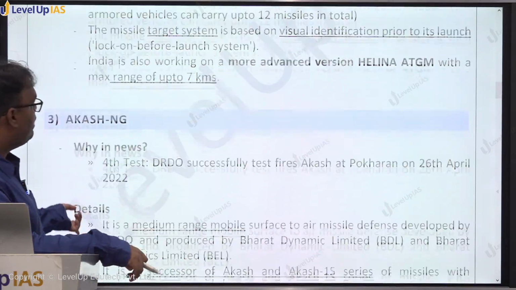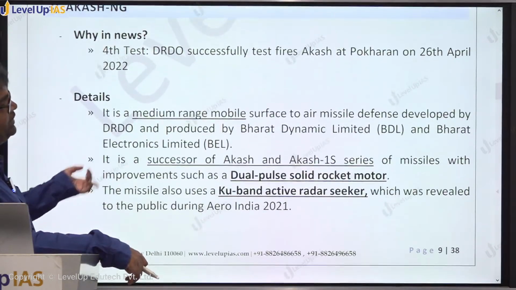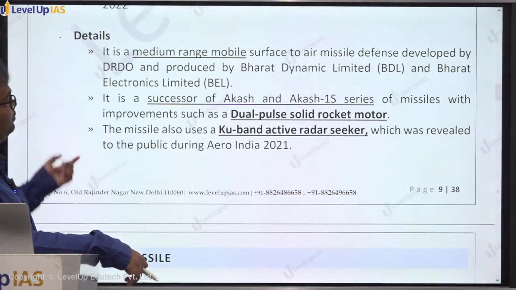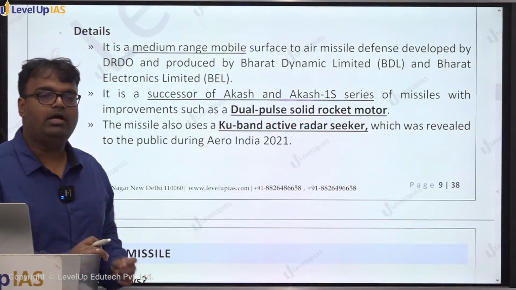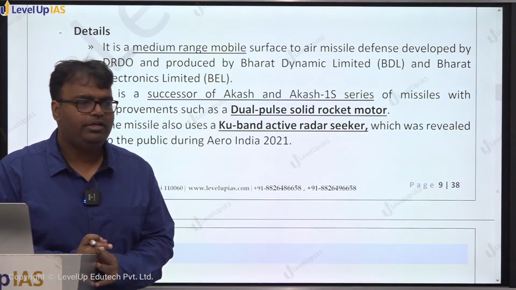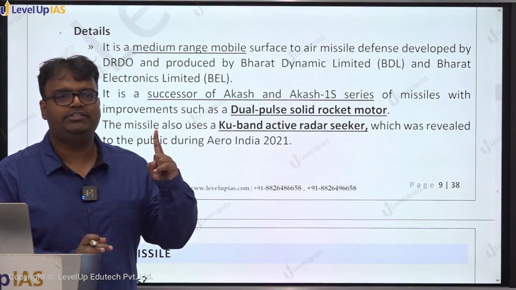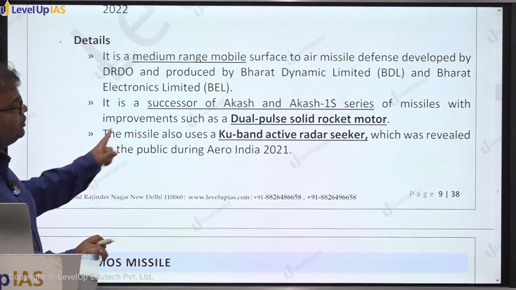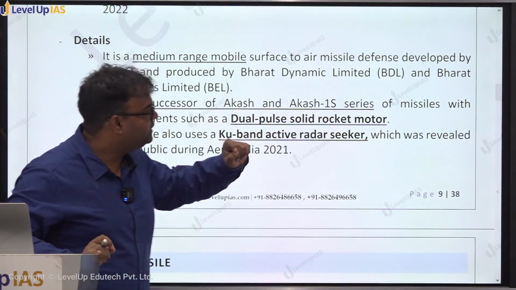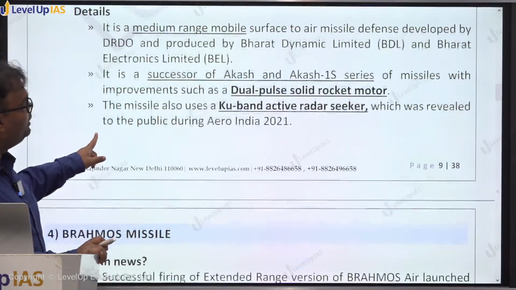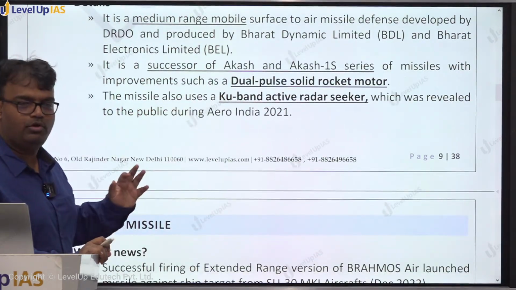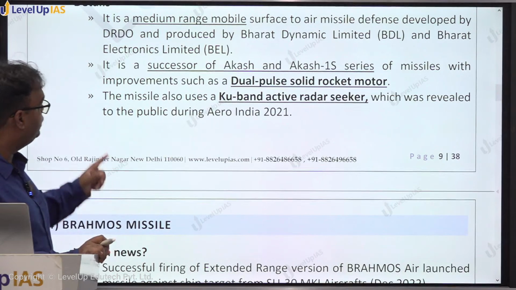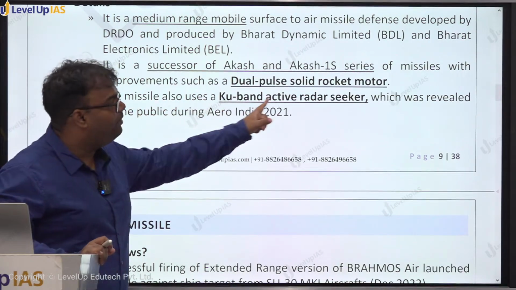Okay, then we have Akash NG. Its 4th test was recently held at Pokhran in 2022. Akash New Generation will be an improved version of Akash. What was Akash? Surface to air, right? So it is a successor of the Akash and Akash 1S series of missiles with improvements such as a dual pulse solid rocket motor, better quality of motor. The missile also uses a KU band active radar system.